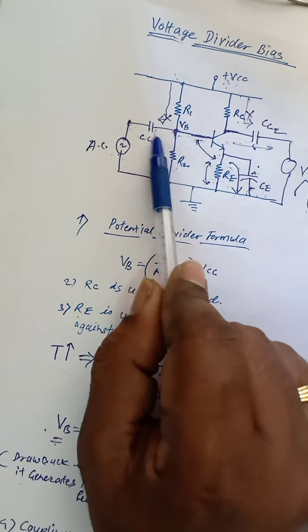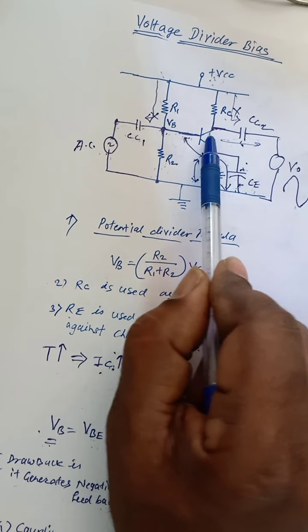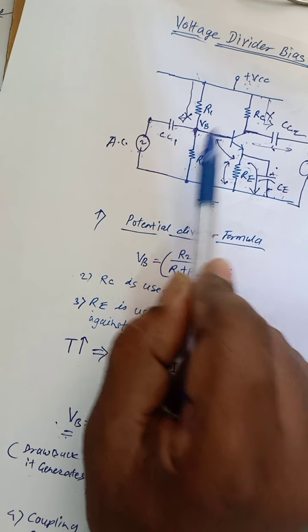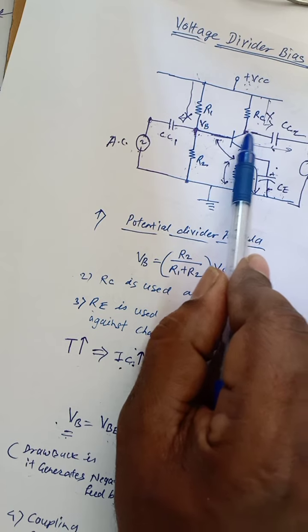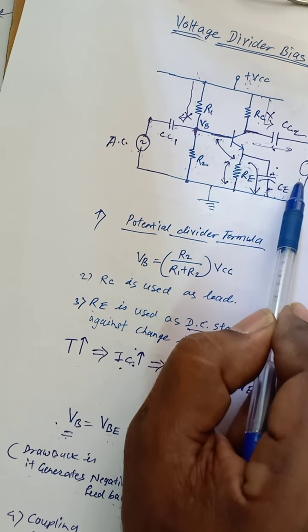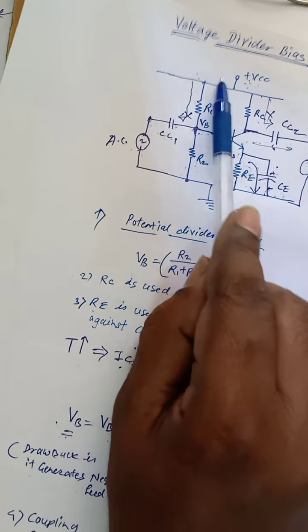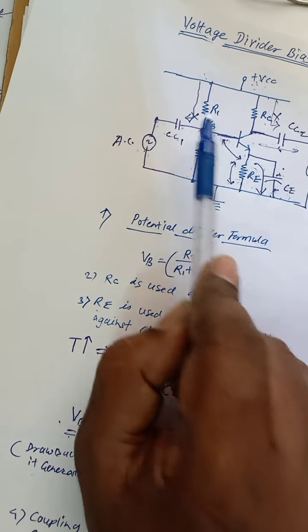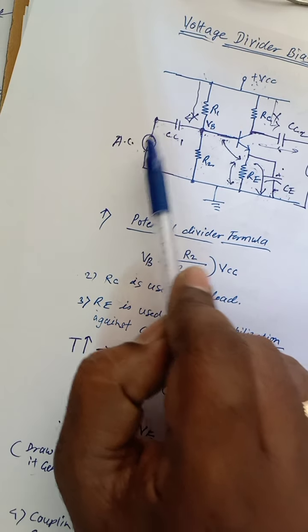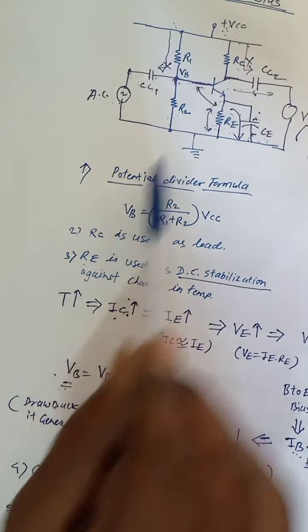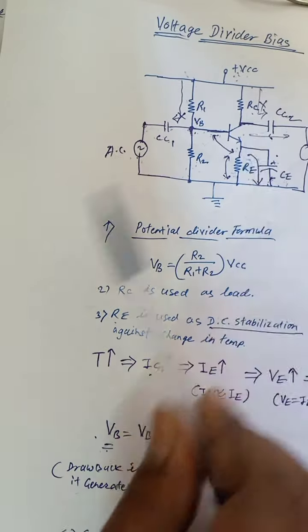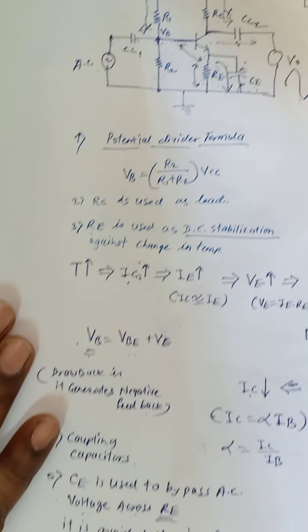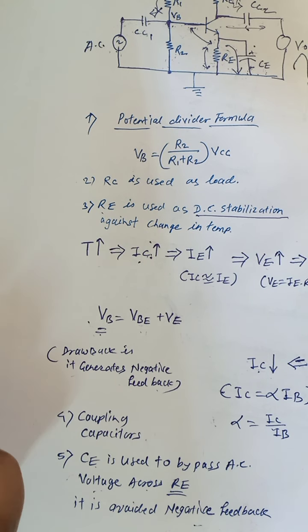So CC1 and CC2 are the coupling capacitors, which only couple the AC signal. Okay, CC1 couples the AC input to the base, and CC2 couples the collector output voltage to the output. Whatever the DC current from the VCC is, it is blocked by CC1 and CC2. So these are not going to disturb the output voltage, and these are not going to disturb the input. Okay, so these are the uses. So this is the most important biasing, which is called voltage divider biasing. Okay, so all these are the most important points you should know.